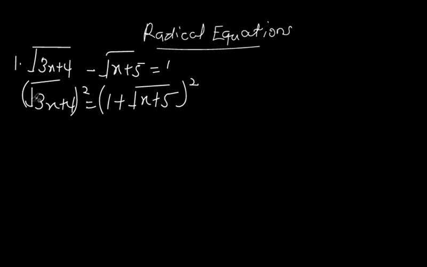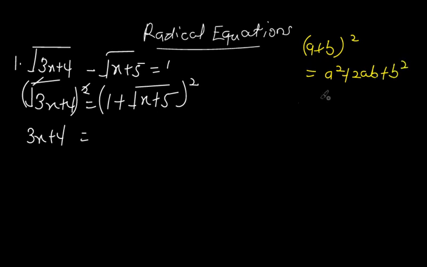Now root 3x plus 4 squared, the square will cancel the root, so we have 3x plus 4 is equal to, now what we have over here is of the form a plus b all squared, and if we expand this, we are going to get a squared plus 2ab plus b squared. So this is the expansion of any expression in this form.